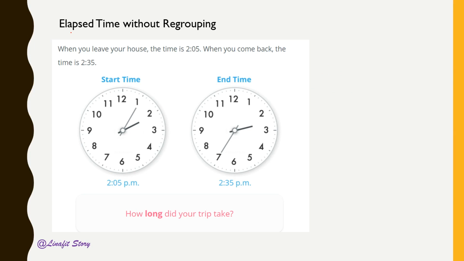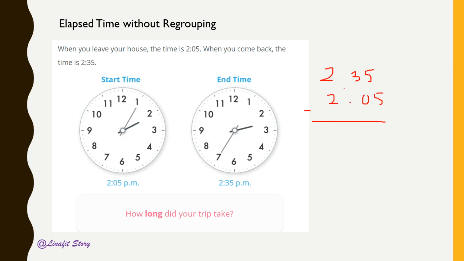Whenever you are figuring out how long something takes, you are finding the elapsed time. Elapsed time is the difference between two times. An elapsed time is also called a time interval. So over here you may see that the start time is 2:05 and the end time is 2:35. So to get the elapsed time will be 2:35 end time minus the start time.